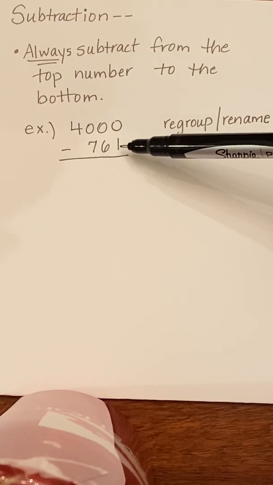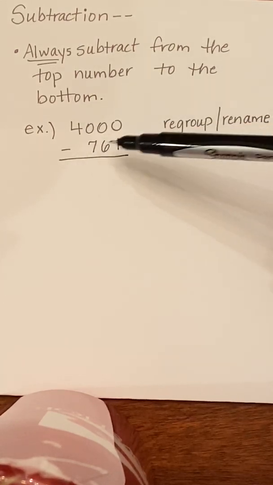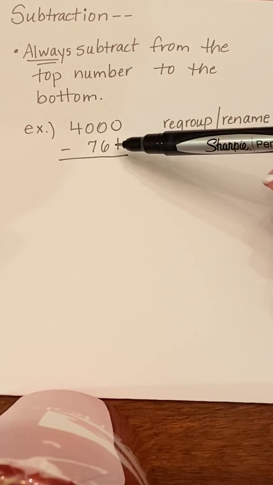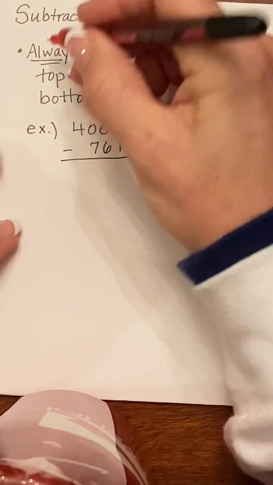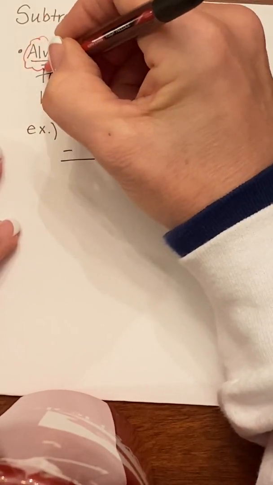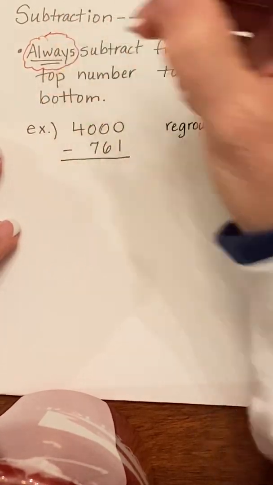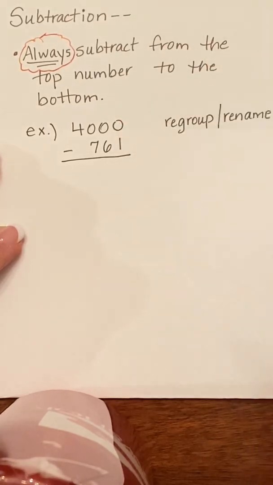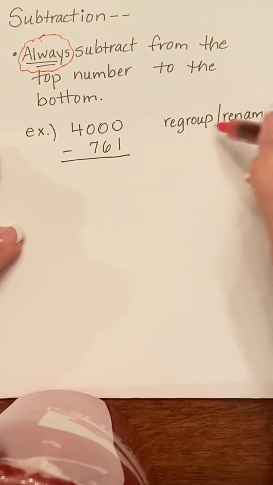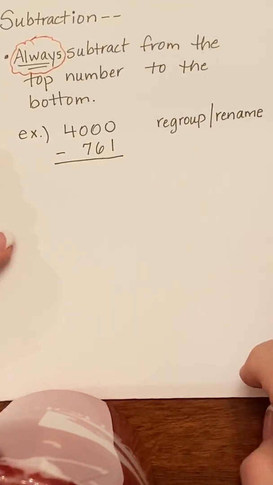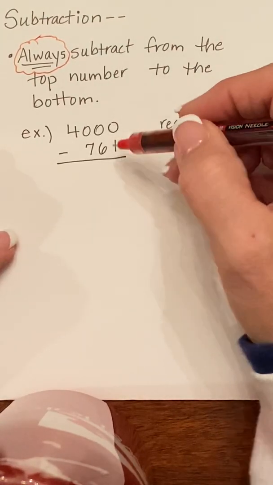Students sometimes want to take the easy route with this number, 4,000 minus 761. They'll say 1 minus 0 is 1. No. You must always subtract from the top to the bottom. And if your number is not large enough, it is going to be your responsibility to make it larger by regrouping, renaming. So let's just do this basic problem.